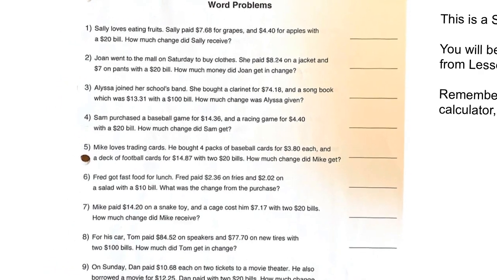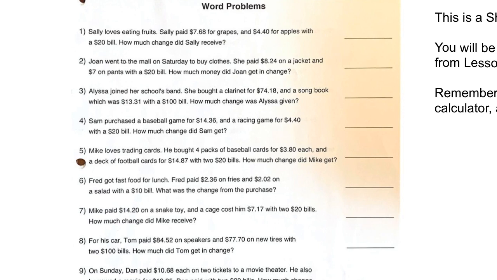You will be reading through them and deciding what information is needed in order to solve the problem. So when I look at problem number 1, and I still like to highlight the numbers, Sally loves eating fruit. She paid $7.68 for grapes, $4.40 for apples, with a $20 bill. How much change did Sally receive?